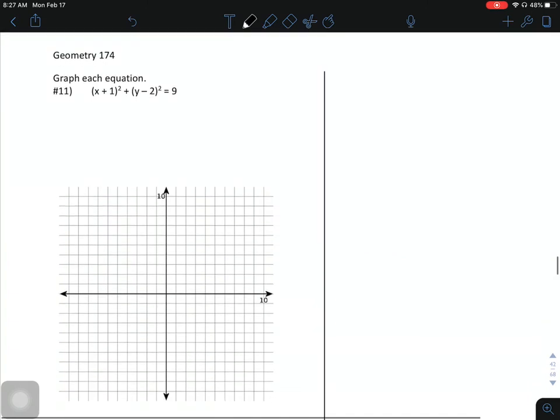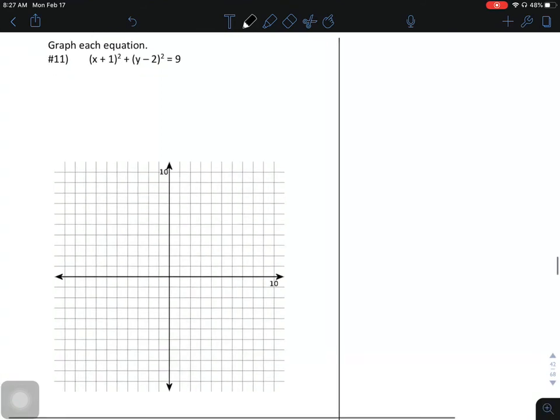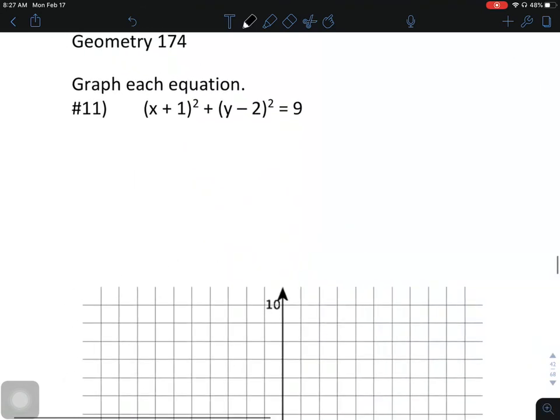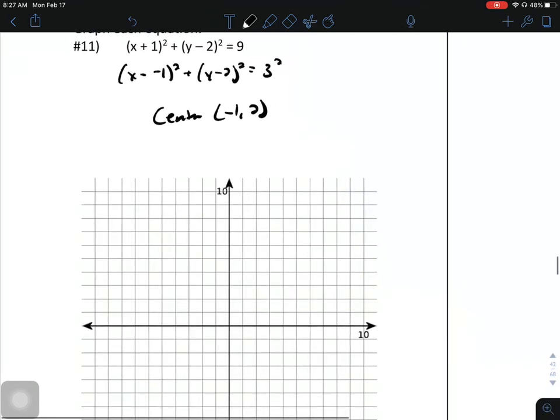We got two more problems here. Number 11, it says graph each equation. So to graph the equation, we would want to know the location of the center and the radius. If you like, rewrite this as x minus a -1 quantity squared plus y minus 2 quantity squared. And this over here is going to be the same as 3 squared. So the center is -1, 2. So from the origin, you go left 1 and you go up 2. Puts us right here.